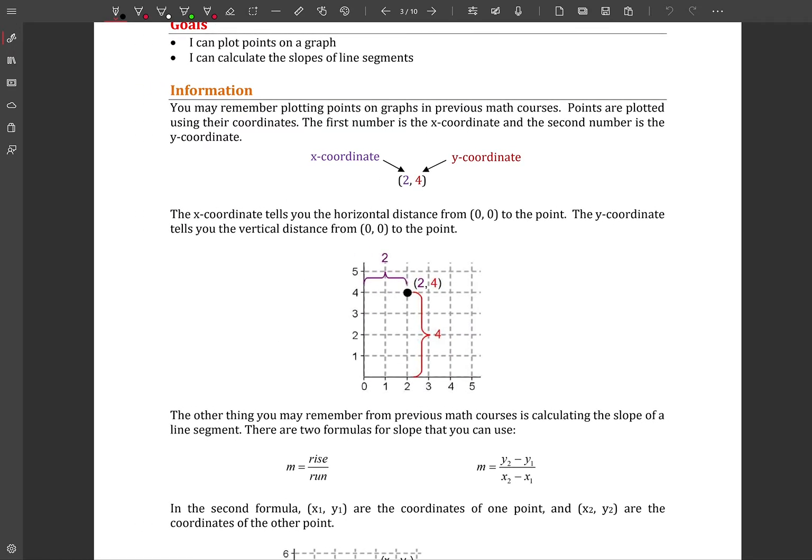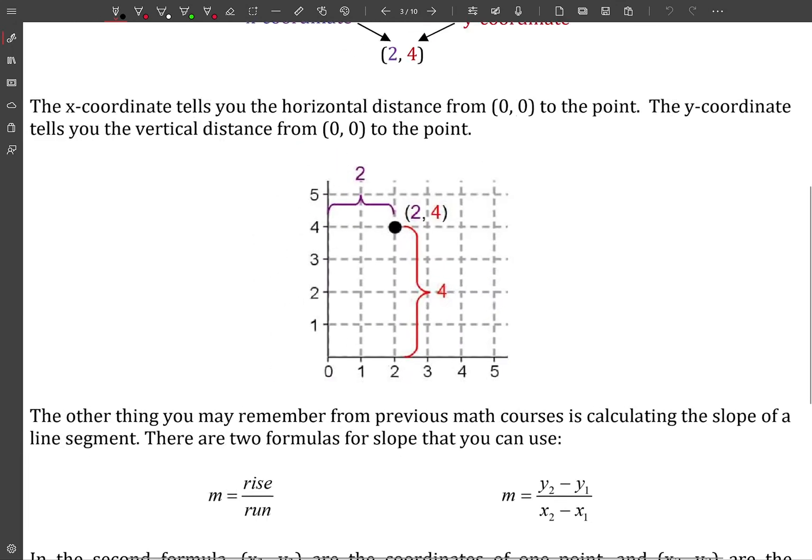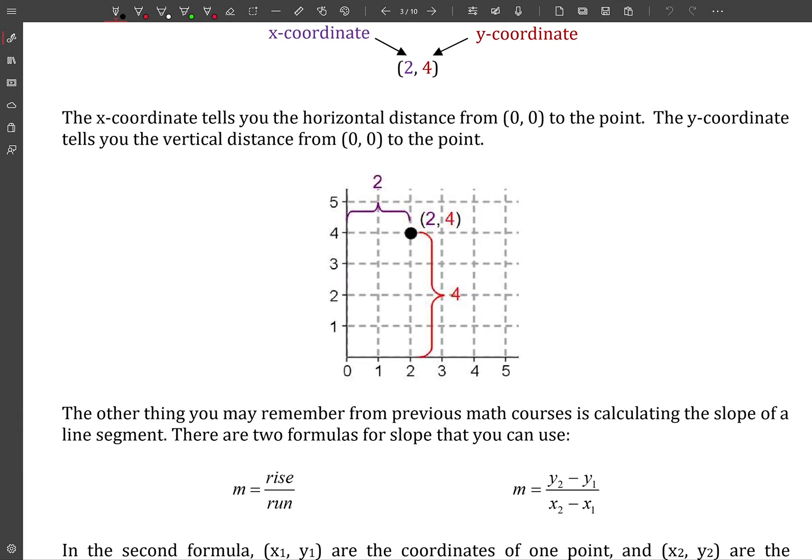So if you recall, when we plot points on a graph, we plot their x-coordinate first, then their y-coordinate second. Easy way to remember that is that x comes before y in the alphabet. So the x-coordinate tells you the distance from 0, 0, the origin, to the point, the horizontal distance. The y-coordinate tells you the vertical distance. So we can see here that this point right here is 2 horizontally from 0, 0 and 4 vertically from 0, 0. So we're doing it like this. It'd be 2 horizontally and 4 vertically.